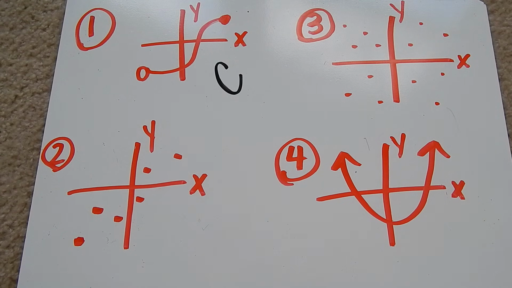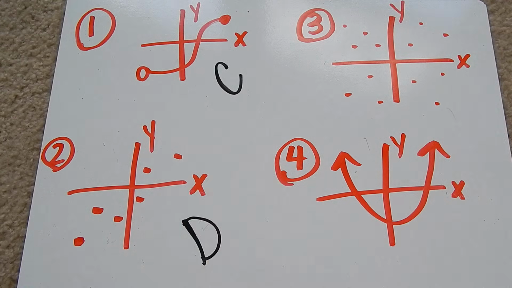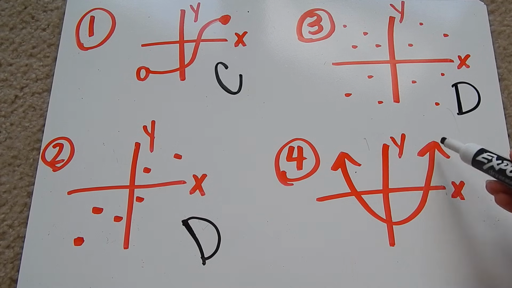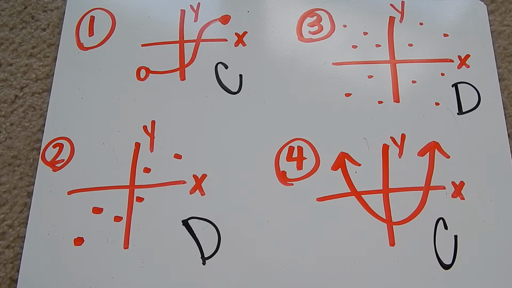If you look at number 2, those points are obviously not connected, so that would be discrete. Number 3, again, our points are not connected, that is discrete. And in number 4, all our points are connected and we have arrows that continue. This one is continuous.